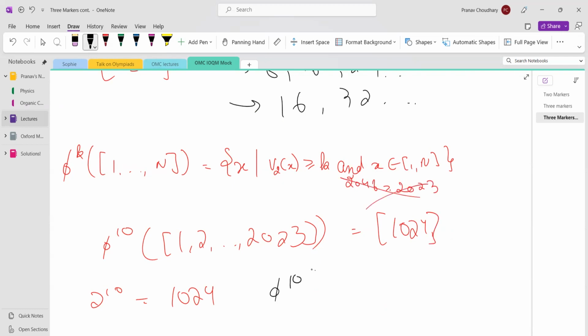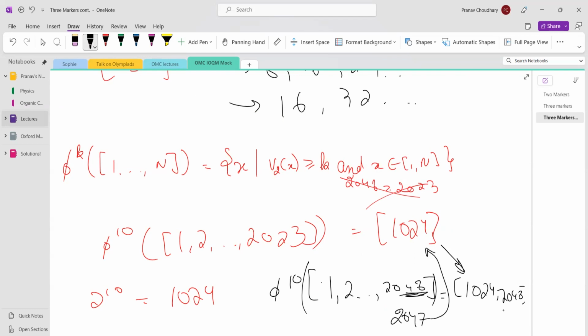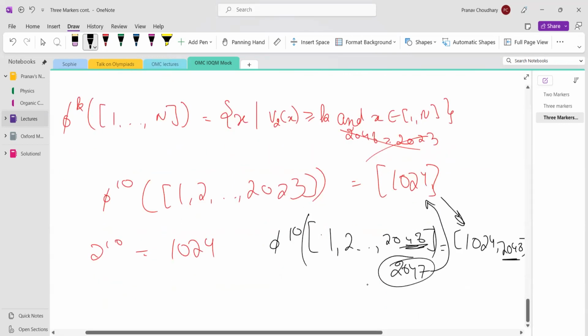Now, if we take n as, let's say, 2048, then obviously you will get 2048 in the output, 1024 and 2048. So these two sets won't be equal. But for anything less than 2048, let's say 2047, the output will be 1024 only because 2048 is greater than 2047. So this is the maximum number, right? For 2047 it works, but for 2048 it does not work. So n is 2047.